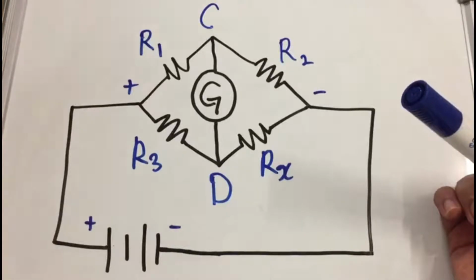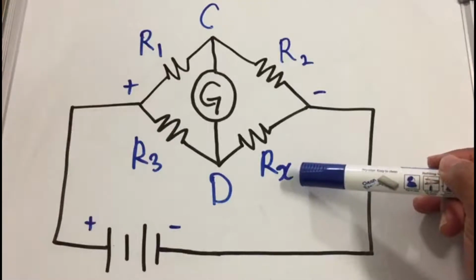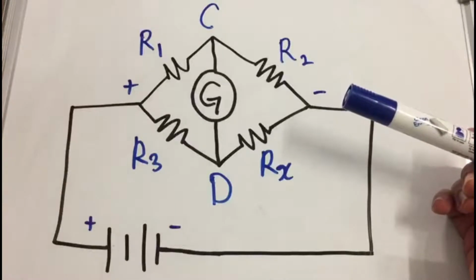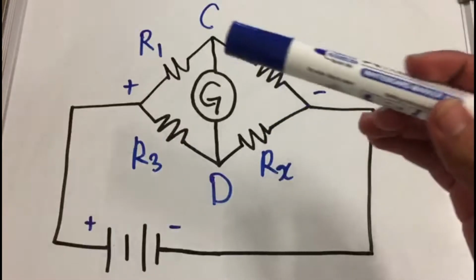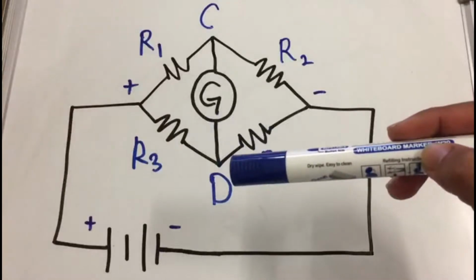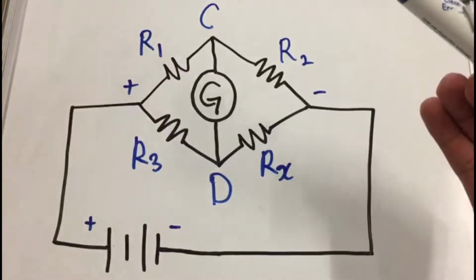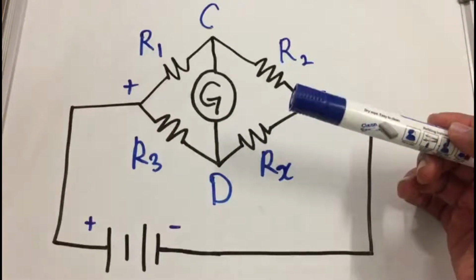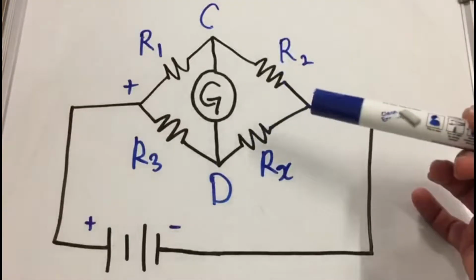By using this bridge, we can find the unknown resistance very precisely by comparing it with the known value of resistance. For this bridge to be in balance, the voltage at point C must be equal to D. If the voltage values are equal, then there will be no current flowing through the galvanometer. To get the balance condition, one of the resistors must be variable.